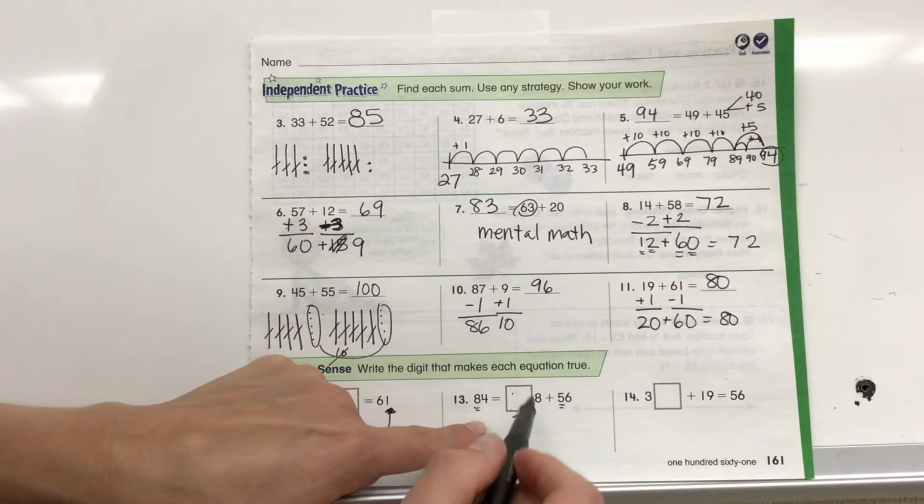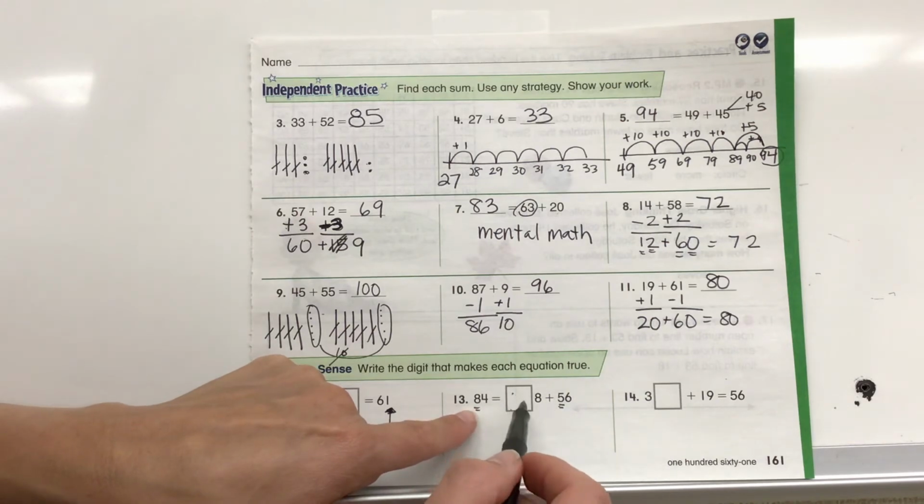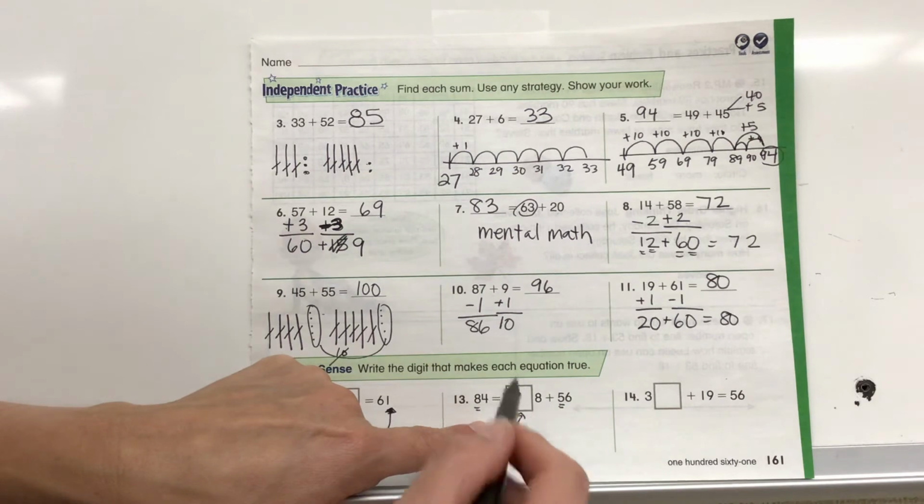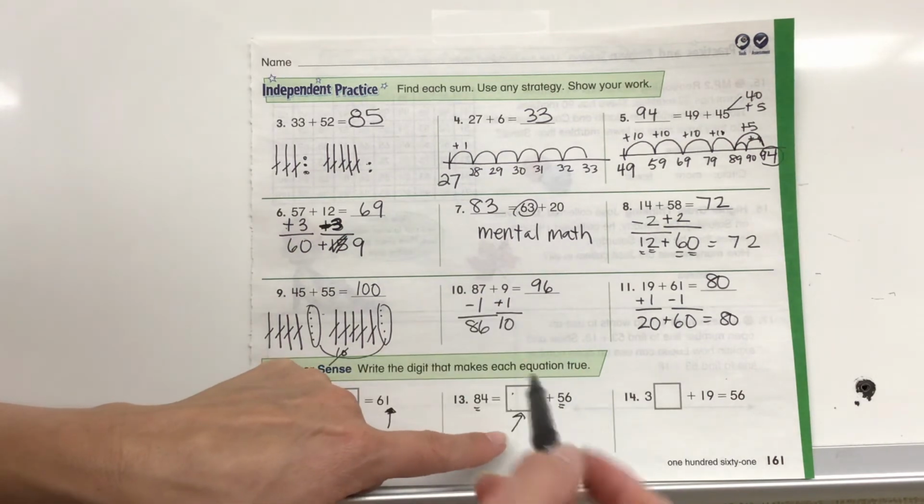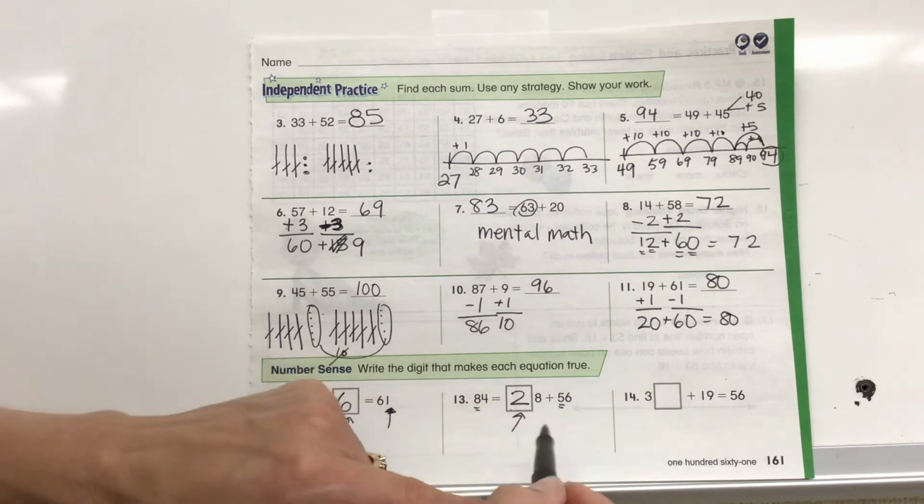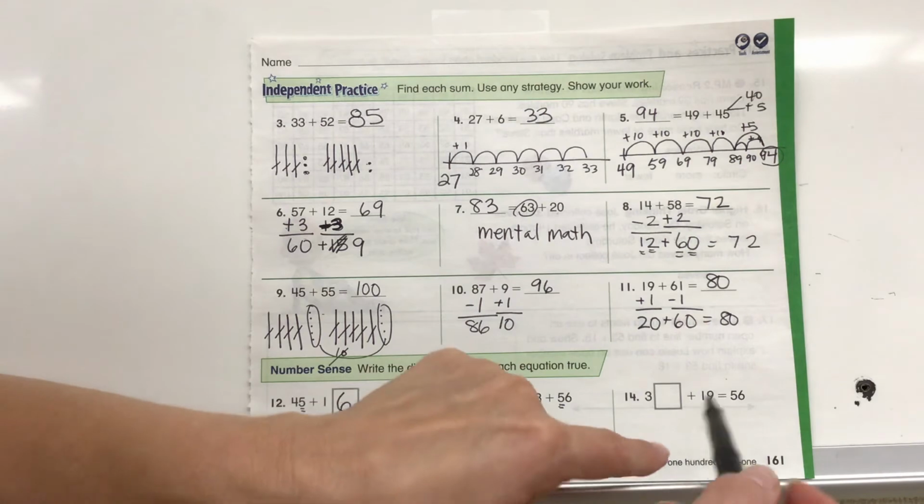Now, if I try to do 38, I know that would be too big, because I know that my number in the ones place is going to actually be smaller because we have to regroup. So it is going to be 28 plus 56. Okay? Now let's take a look at this one.